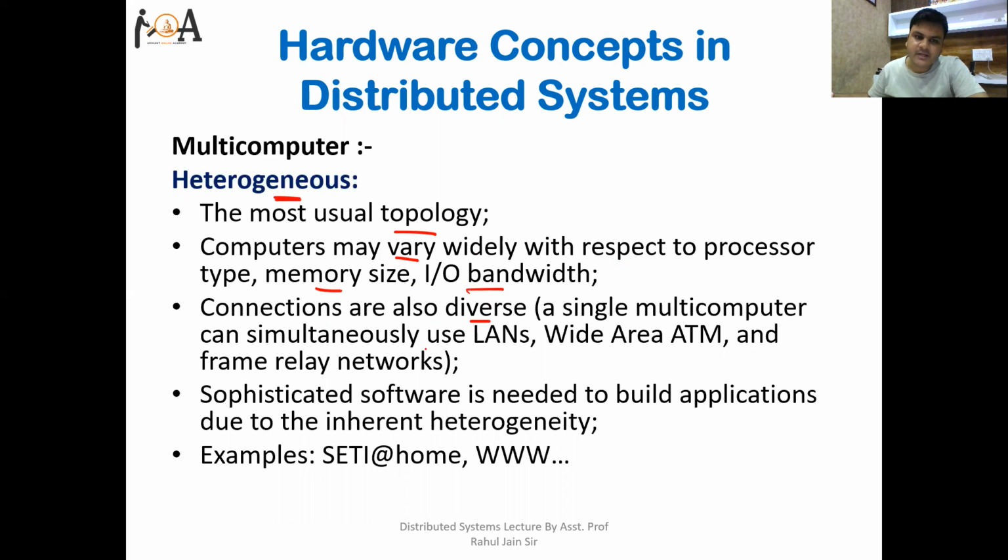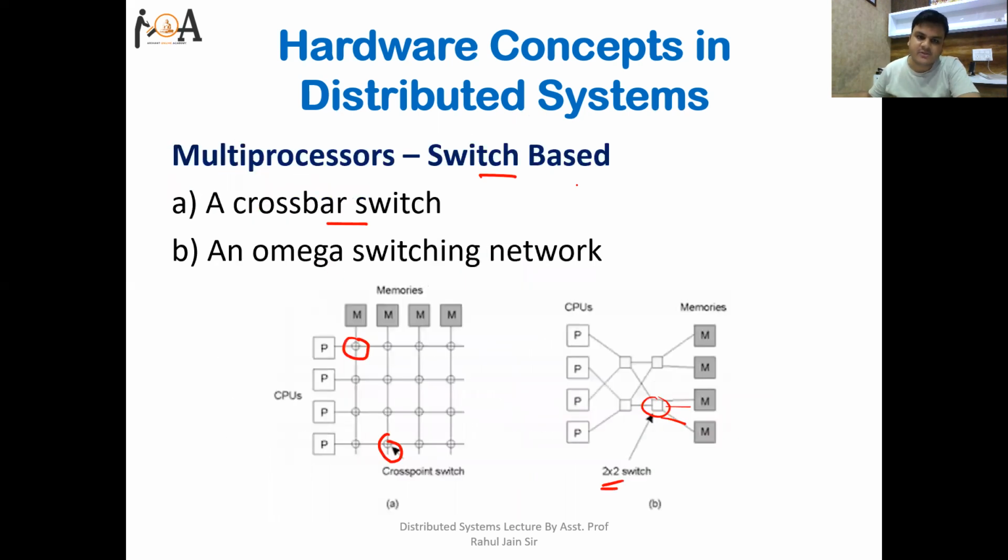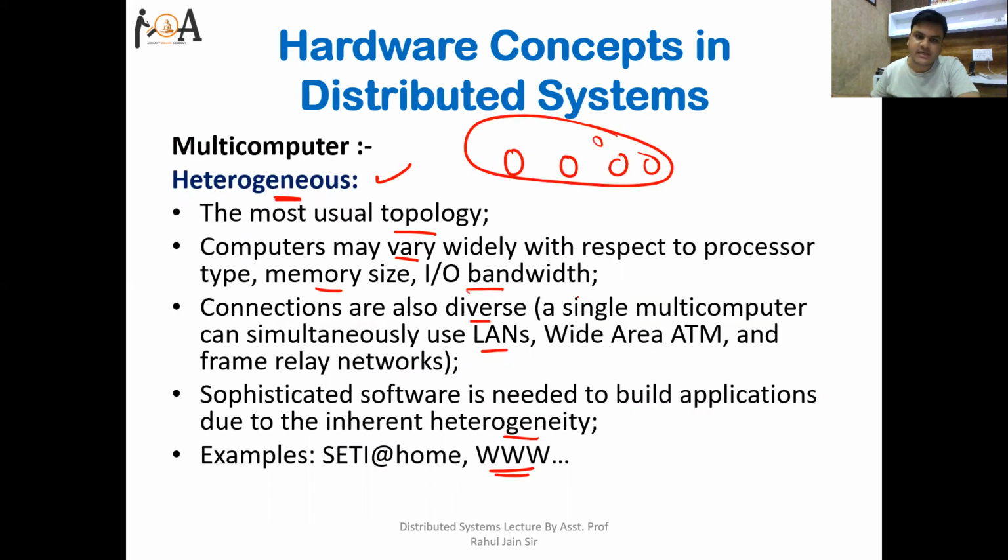And a single multi-computer can simultaneously use local area network and wide area network and frame relay network and like that. And sophisticated software is needed to build applications due to inherent heterogeneity. Some examples are like World Wide Web, and they are examples of multi-computers. Multi-computer means different computer systems are working together. This is multi-computer hardware concepts in distributed systems. Whereas in a multiprocessor, various processors, various CPUs are working like that. So this is the exact difference.